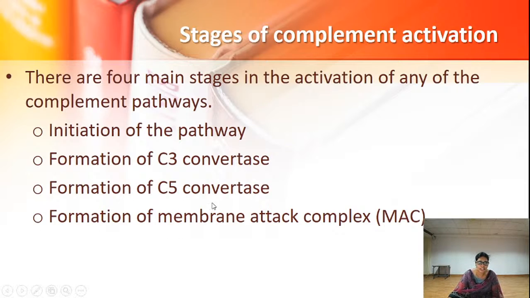Before going to that, what is the initiation? As I said, initiation for the classical pathway is antigen antibody complex, and for the alternate pathway it is antigen, and for the lectin pathway it is antibody. The initiation is different in different pathways. And the formation of C3 convertase is the key step in the pathways. Once the C3 convertase is formed, the remaining steps are all similar, because we can add C3b to the C3 convertase to get the C5 convertase, and all will form the membrane attack complex, which is similar in all the pathways.